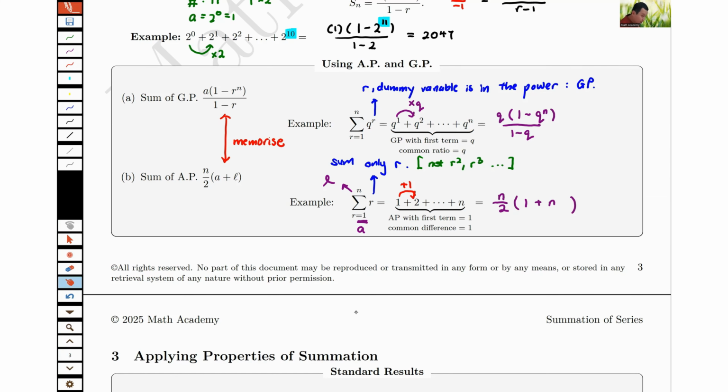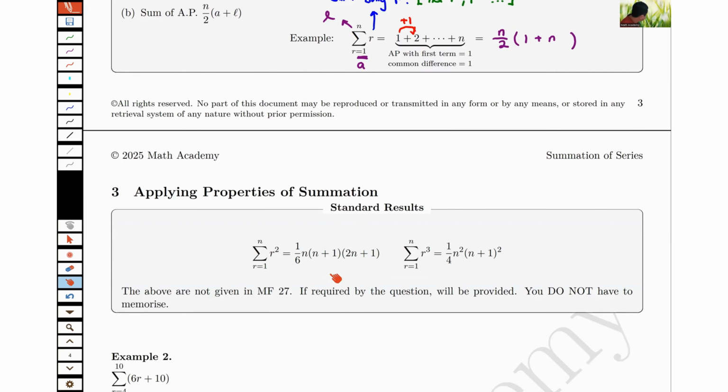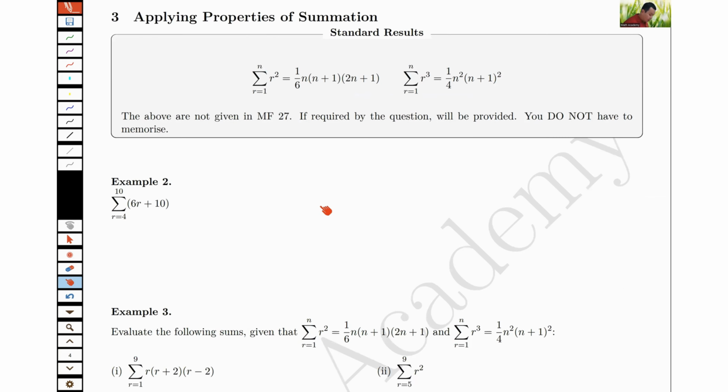Okay, let's go on. Next one. One more page. We will practice a few questions together first. There are these two results that may appear. You will have sum of r squared or sum of r cubed. Both formulas are not given in the formula list. But if the question requires you to have it, it will be provided. So do not memorize. I write them on the right. They are neither AP nor GP. R squared and r cubed are not a familiar sum that we know.